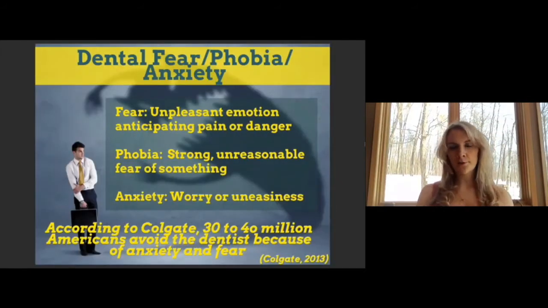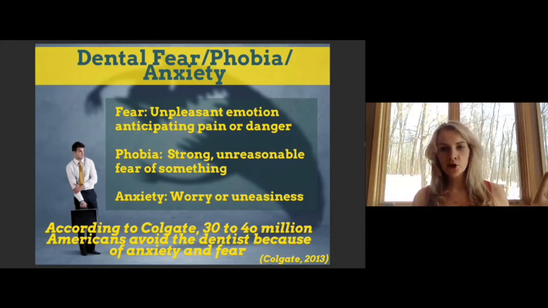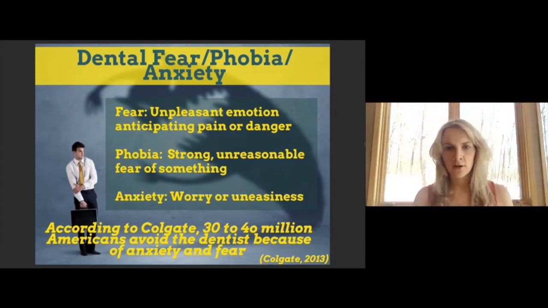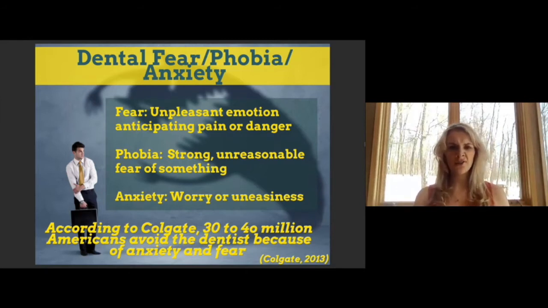So let's talk about dental fear, phobia, and anxiety. I know you've heard these terms in our past lectures, but just know, fear is typically an unpleasant emotion anticipating pain or danger. A phobia is a strong, unreasonable fear of something. And anxiety typically means a worry or an uneasiness. Now, according to Colgate, 30 to 40 million Americans avoid the dentist because of anxiety and fear. And as I've mentioned in previous lectures, there isn't a good estimation of really how many Americans this is. It could be much, much more.